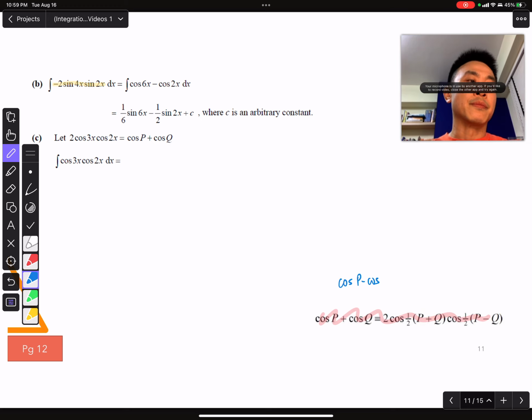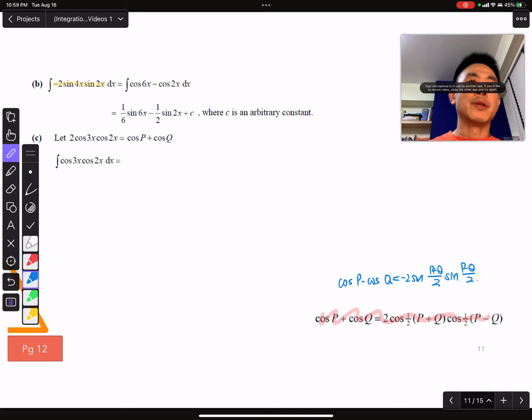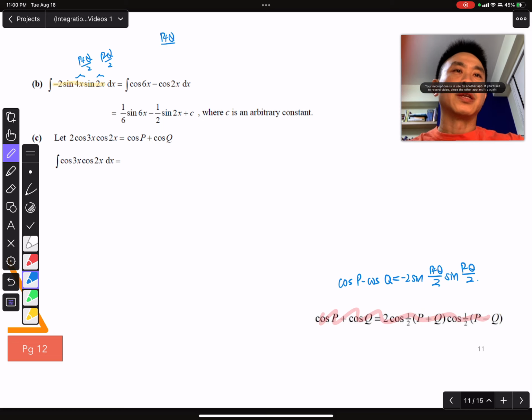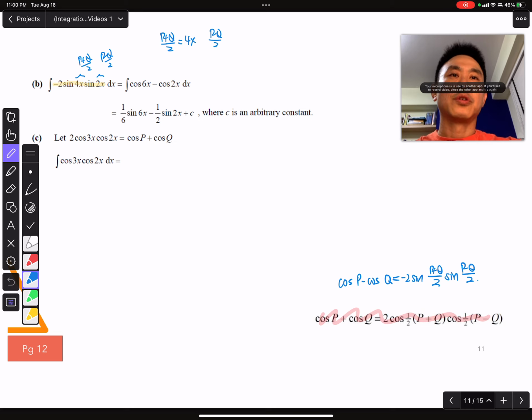This is what we got from earlier, if you just refer: minus 2 sine p plus q over 2 sine p minus q over 2. So this is the formula you want to refer to. So we want to change this to cos minus cos. Again, we're going to let this be p plus q over 2, p minus q over 2. So I'm just going to do it quickly.